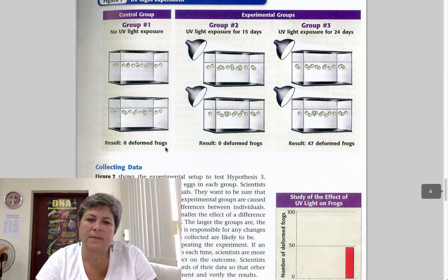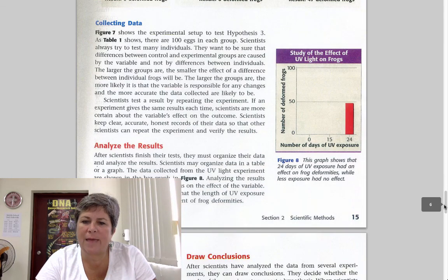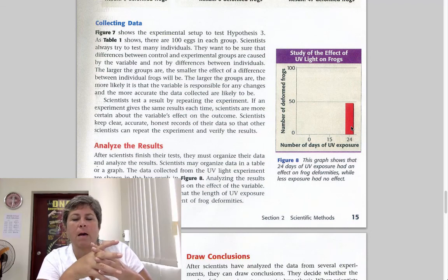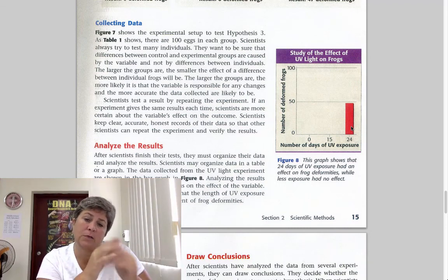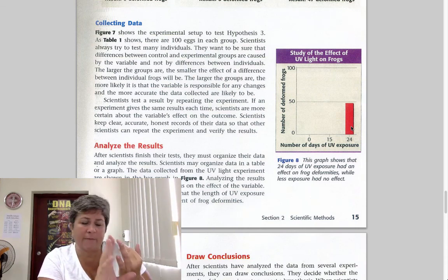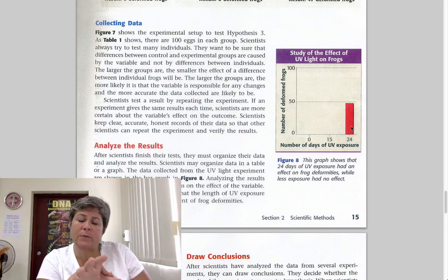All right, so this is their data. 0 deformed frogs, 0 deformed frogs, and 47 deformed frogs. Okay, so what they did was then they put that into a graph like this, a bar graph. And typically when scientists have a large amount of data, they like to put it in some type of visual representation, and most often that is a bar graph, a line graph, or a circle graph. So in this case they used a bar graph because we typically use bar graphs in science when we're comparing pieces of data.